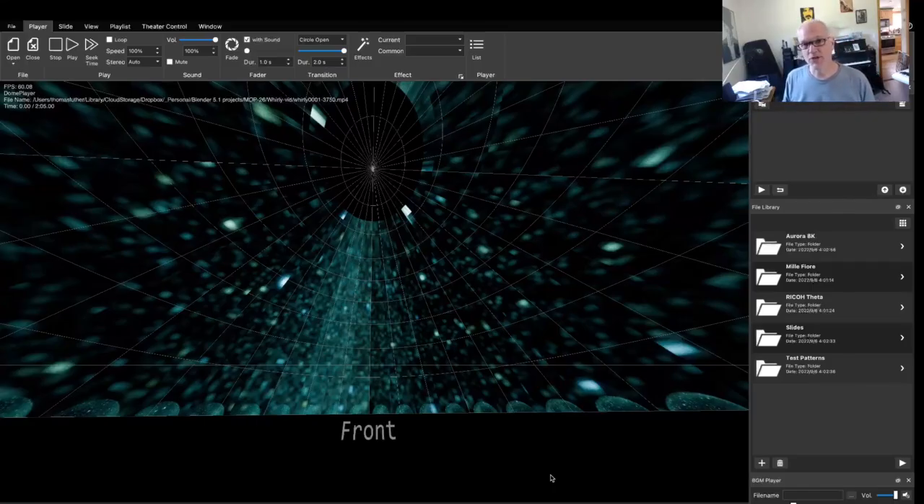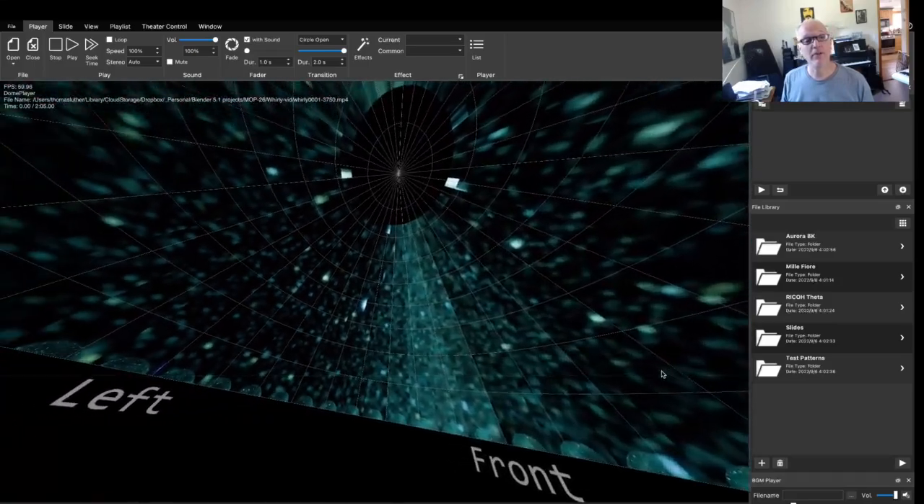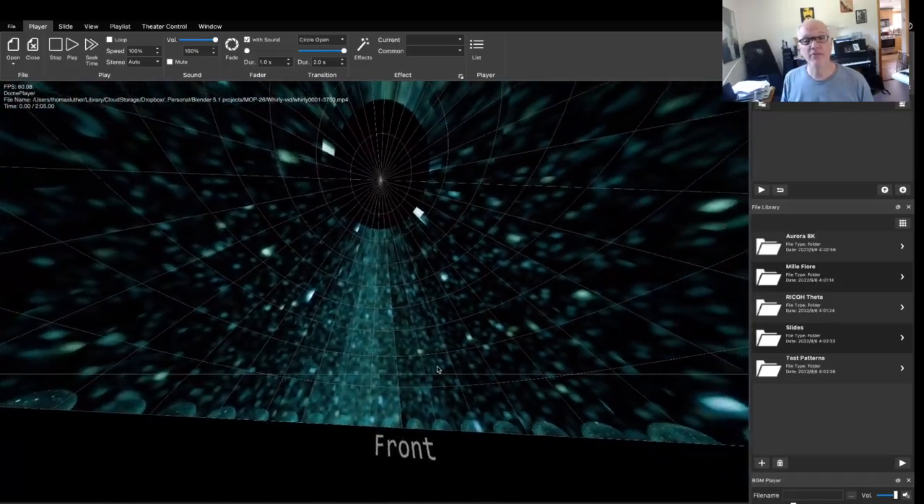One's actually a projection system, which costs a lot of money, and I don't need. But this is free, and it simulates the experience of being in the dome. You can see I can turn around as if I'm sitting in a seat.